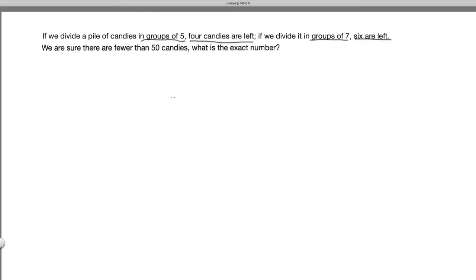Now first, let's think about algebraically how we translate this problem into mathematical representation. Let's assume this exact number of candies in this pile is n. Then we know that when n is divided by 5, we'll have some number, the quotient, which we don't know, but then the remainder will be 4.